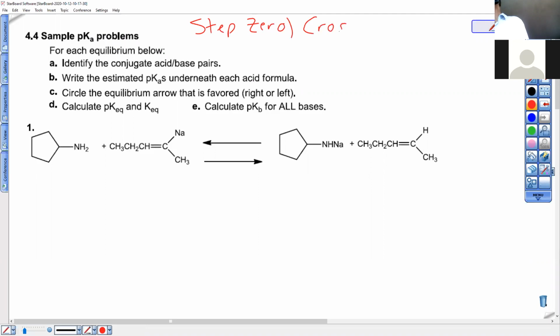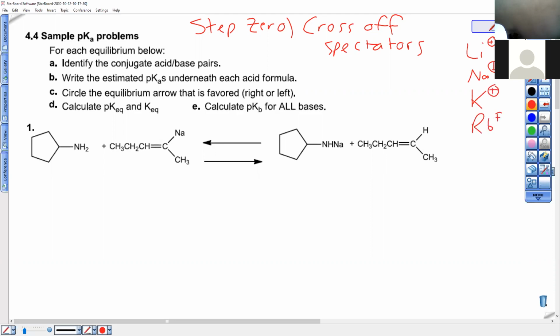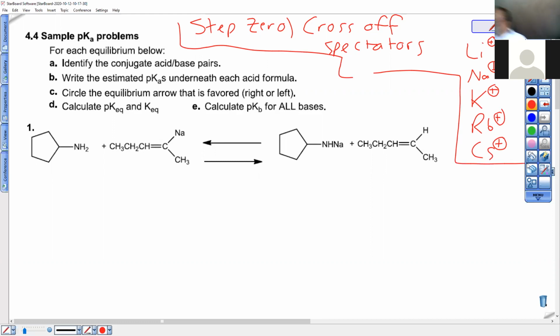is to cross off spectators. And I'm going to make your life simple. I will only use spectators from the first column of the periodic table: lithium, sodium, potassium, rubidium, and cesium. I will limit spectators to those. Their only job in life is to balance an anion.